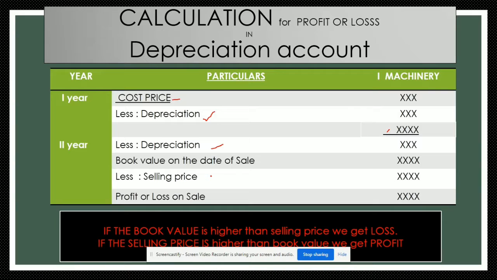So when I am selling, if the selling price is higher, I will be getting a profit. And if the book value is higher, I will face a loss here. So by this method we can calculate the profit and loss. So we're going to see a sum based on this.